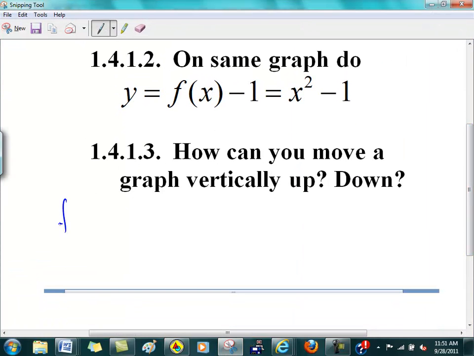So supposing I've got a function f(x), okay, and it's got some graph. It doesn't have to be the quadratic graph. It could be anything funky, okay? I've got this graph f(x) and I want to move it vertically. What should I do? Move it vertically up.